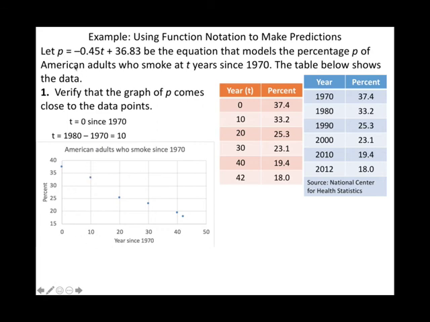We want to graph the linear equation. Okay, so now I'm going to use my table here. I plug in t equals 0 into your linear equation. The first p equals 36.83. So I'm going to make up two more points, t equals 30 and t equals 40. So plug into this linear equation and figure out what your p equals.